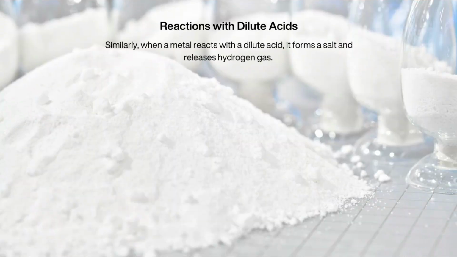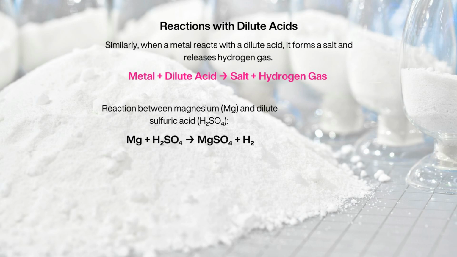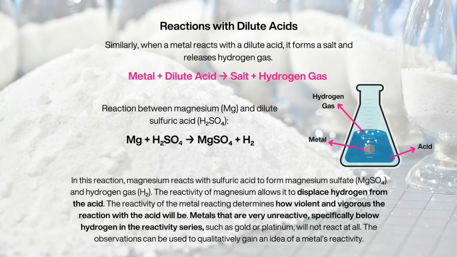Similarly, when a metal reacts with a dilute acid, it forms a salt and releases hydrogen gas. The general equation for this reaction is metal plus dilute acid produces salt plus hydrogen gas. For instance, let's look at the reaction between magnesium, Mg, and dilute sulfuric acid, H2SO4. Mg plus H2SO4 produces MgSO4 plus H2. In this reaction, magnesium reacts with sulfuric acid to form magnesium sulfate, MgSO4, and hydrogen gas, H2.